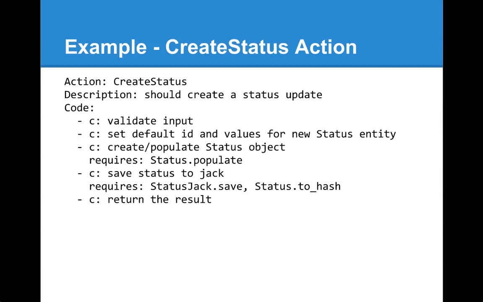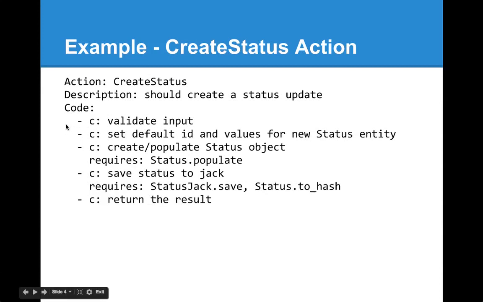So here's an example of a descriptor, and this comes out of the Obvious Status project that is just the example app for Obvious right now. So right here, we have the create status action. And the descriptor file is a YAML file, so it's very human readable. The action at a high level, it's looking for three things: an action, a description, and some code. So our action here is create status. Our description is should create a status update, and you have code. So the code, the C stands for comment. So each of these represents a comment that's going to be in your action code.